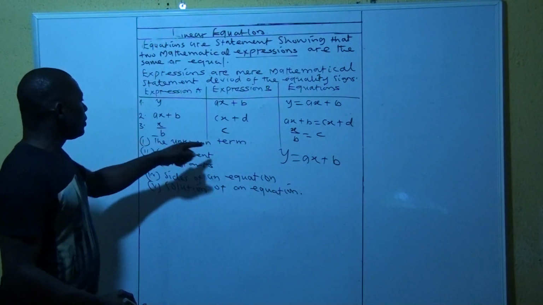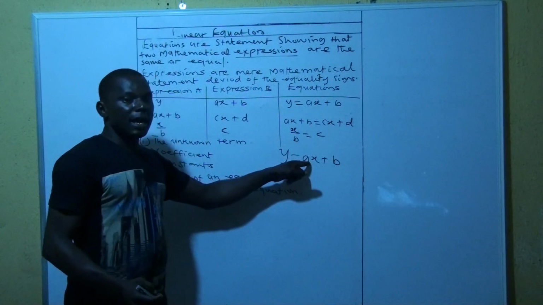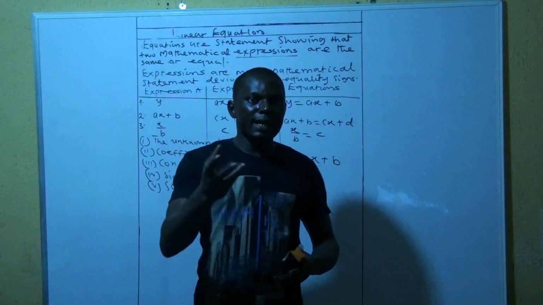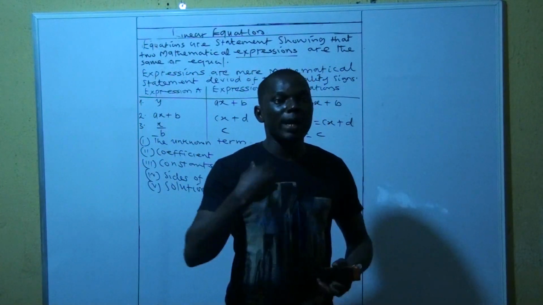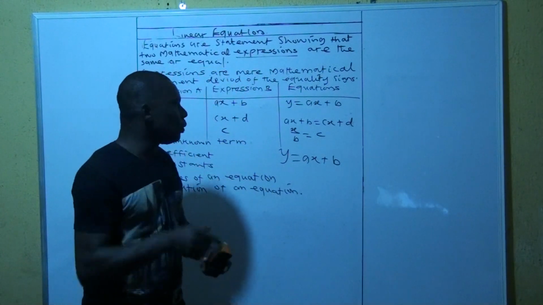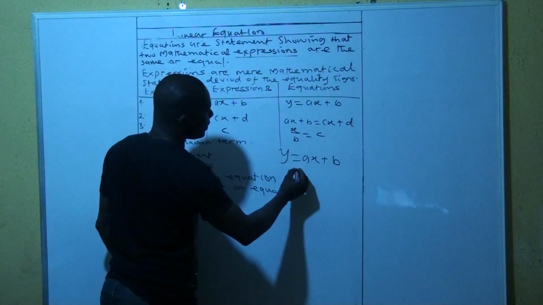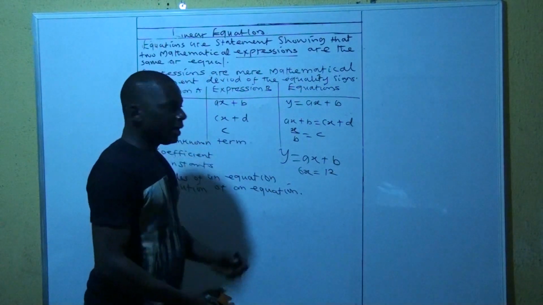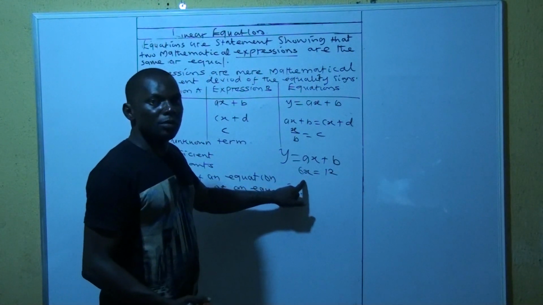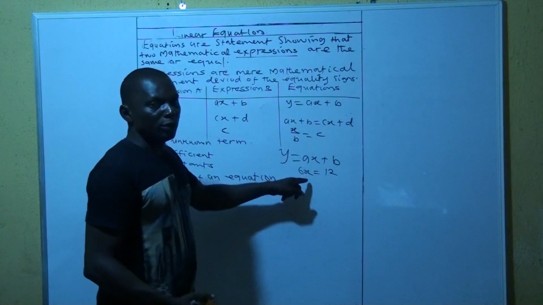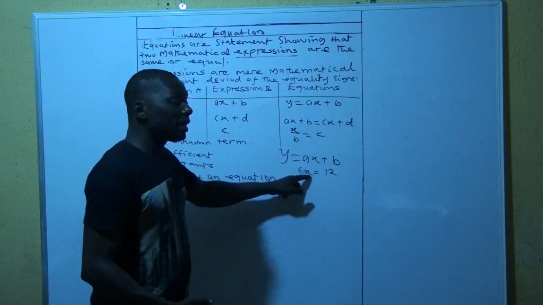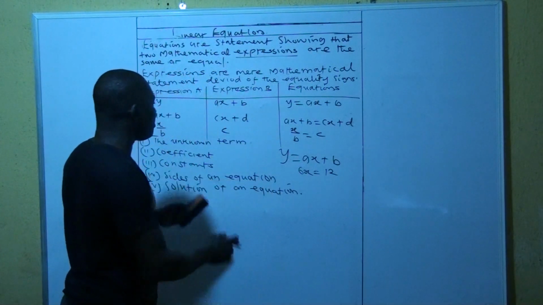Now, the unknown term is the value of any of the alphabets. It could be a symbol that we are looking for in an equation. So if we have, for instance, 6x is equal to 12, here the x is the unknown term. So in any equation, the unknown variable, the unknown value, is referred to as the unknown term. So that's the meaning of the unknown term.